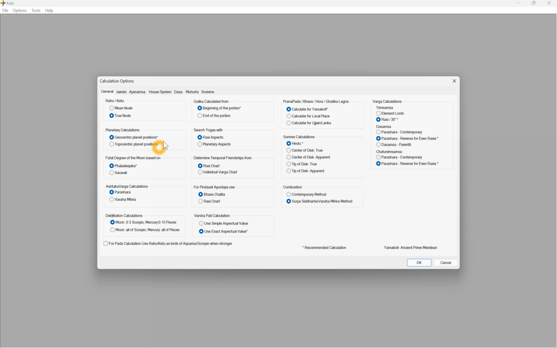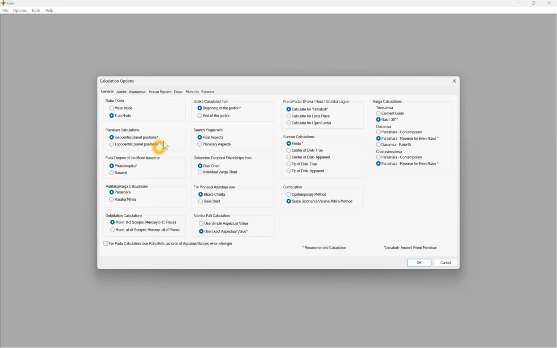There's two different opinions about what the fatal degrees are of the moon. There's some slight differences. One source is Phaladeepika, the other source is Saravali. I have the Phaladeepika method as default because I found that to be more accurate. But we have the Saravali method there as well. Okay?